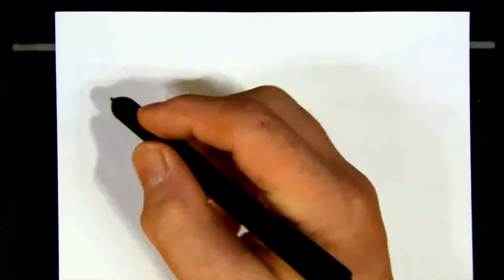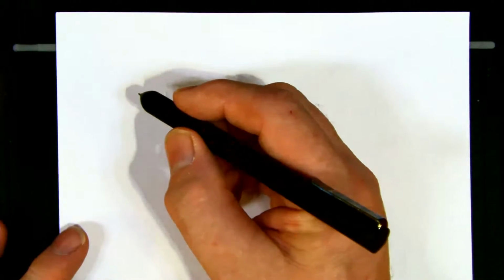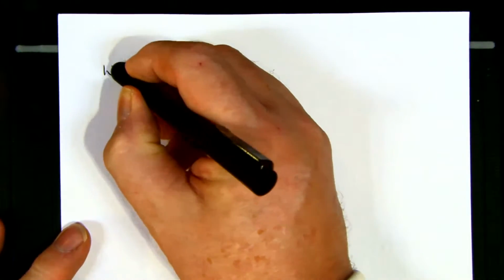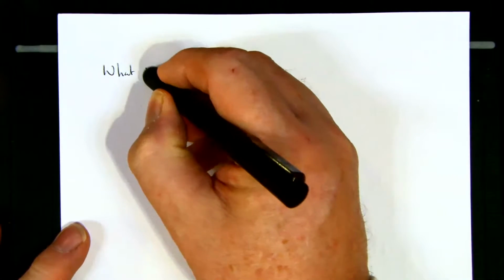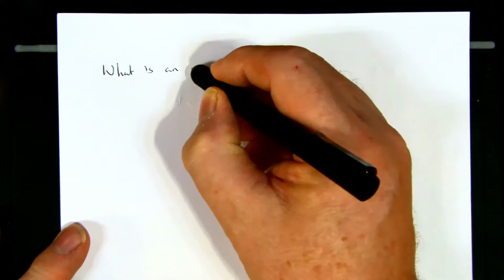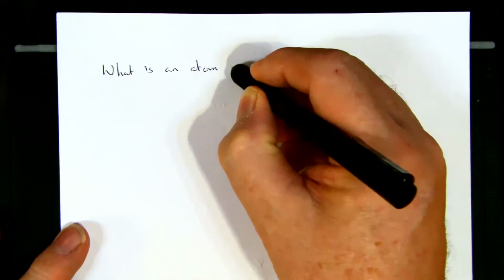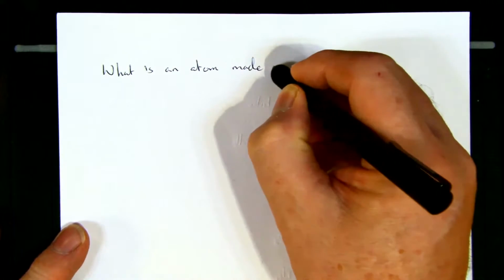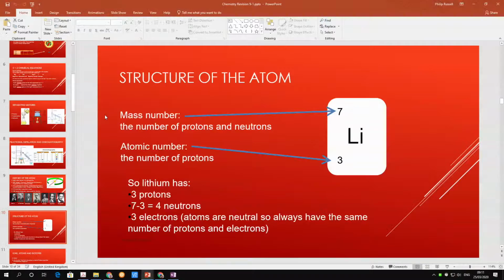So welcome to this second lecture on chemistry, topic by topic. We're going to have a look today at the structure of the atom. So we're going to have a look at basically what an atom is made of. So let's have a look.